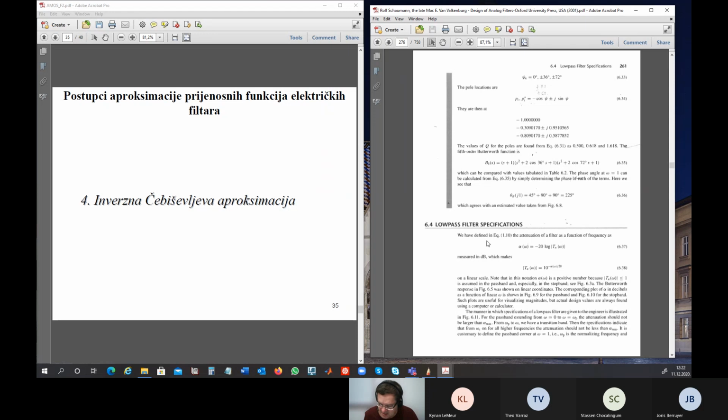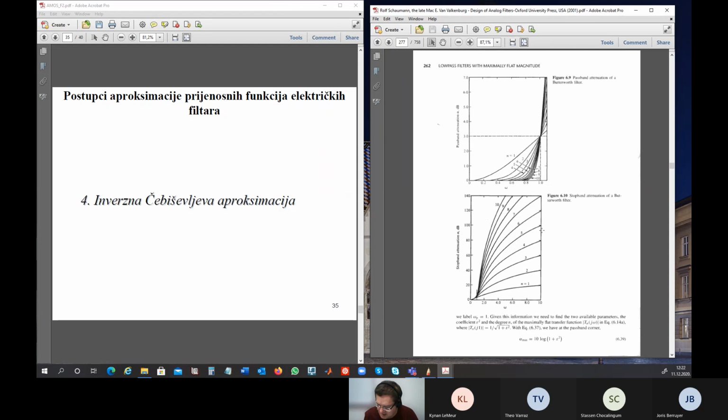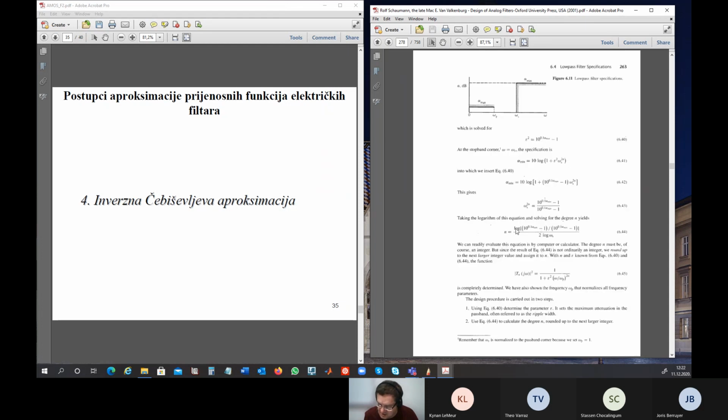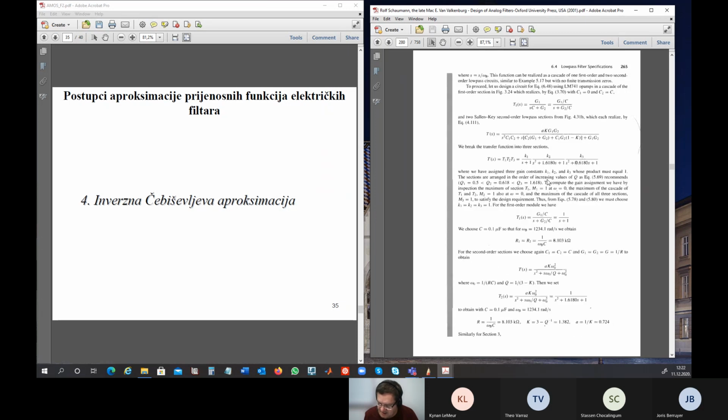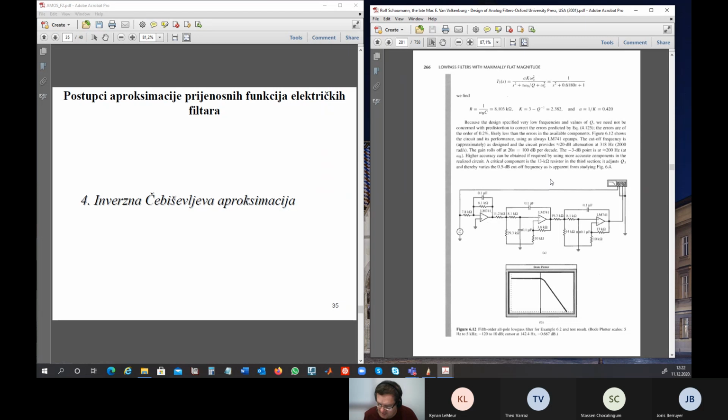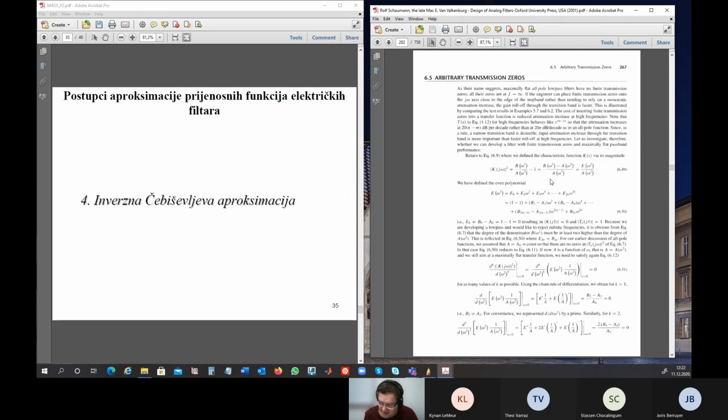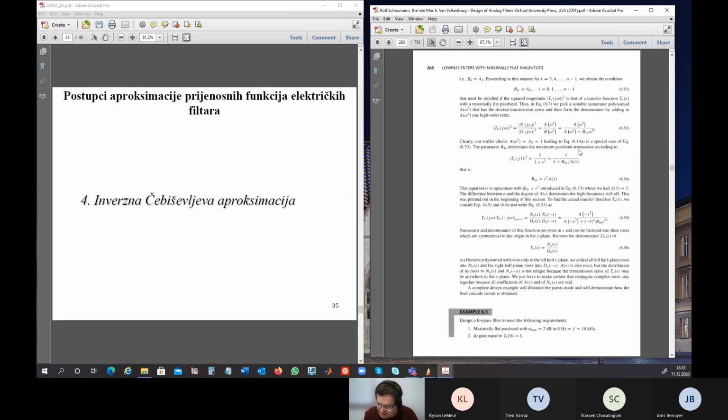Here you can see how you can define the order from low pass filter specifications. Here is the equation 6.44 of the order of the filter. This is an important equation, and the derivation here. And then you have some examples here. You have a program something like PSpice, and this you can forget, arbitrary transmission zeros. You can forget it.